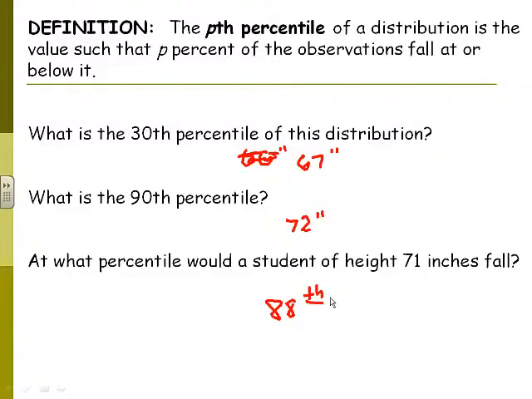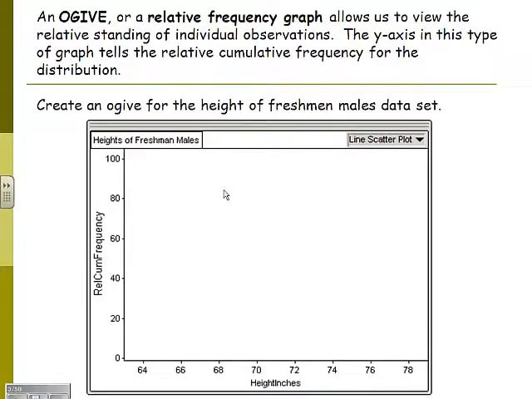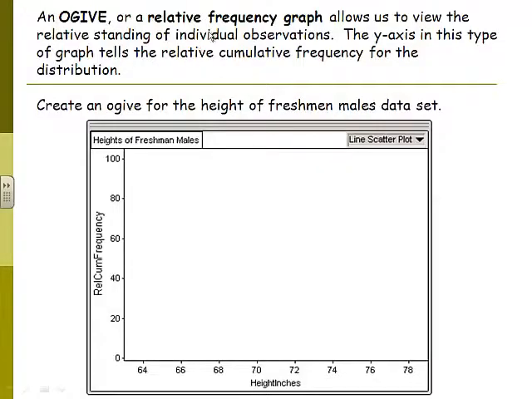Okay? So that's the way you do percentiles. So the pth percentile is the value such that p% of the observations fall at or below it. Alright, so now we're going to make something called an ogive. An ogive is a relative frequency graph that allows us to view the relative standing of individual observations.